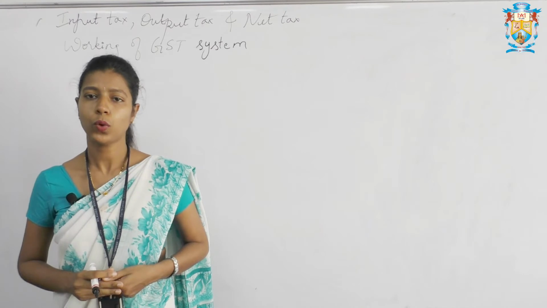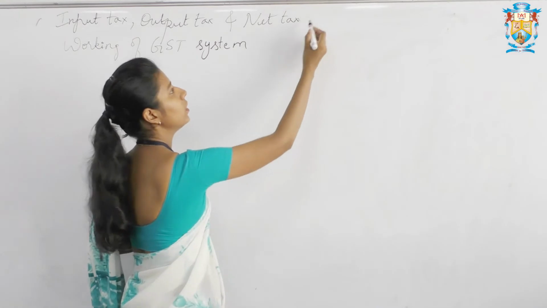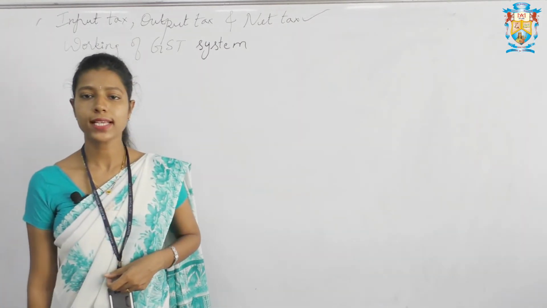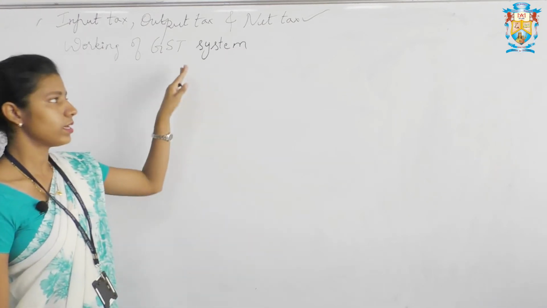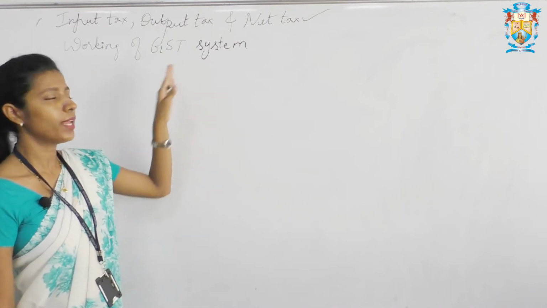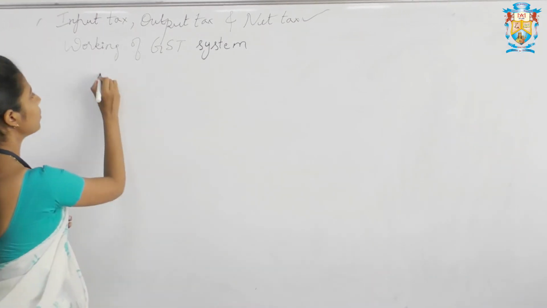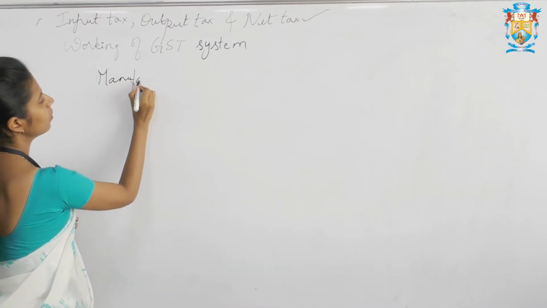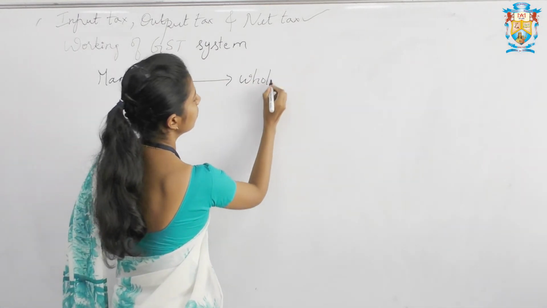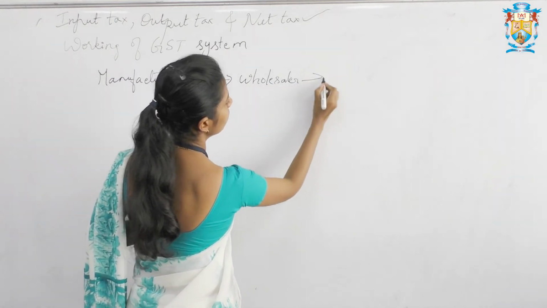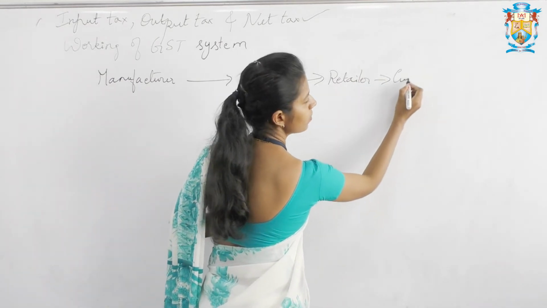So already we learned what is input tax, what is output tax and what is net tax. Now we have to learn how these are connected to the GST system, or how they work in the GST system. So let us see how the GST system works. I am taking one example. I am going to explain the GST system with an example. So let us take the manufacturer, wholesaler, retailer and customer.